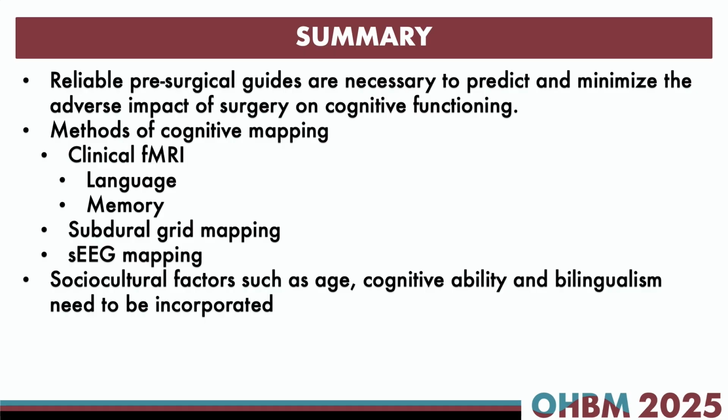Okay, so I hope I've convinced you that these guides are necessary to predict and minimize adverse impact of surgery on cognitive functioning. We can use language and memory fMRI, subdural grids, SEEG, but we have to factor in age, cognitive ability, and bilingualism when thinking about these things.